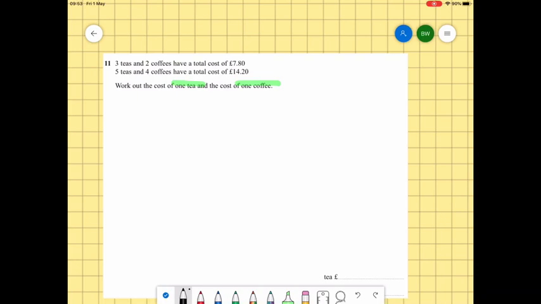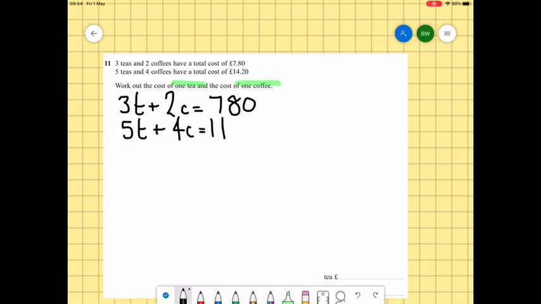So I'm going to say 3t plus 2c is equal to 780. 5t plus 4c is equal to 1,420. So I've put that into pence. Now there's nothing I can do at the minute because I've got neither of my coefficients for t or c equal. But what I can do, I can make both of them 4c relatively easy.